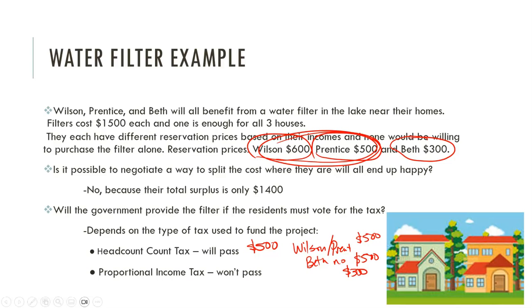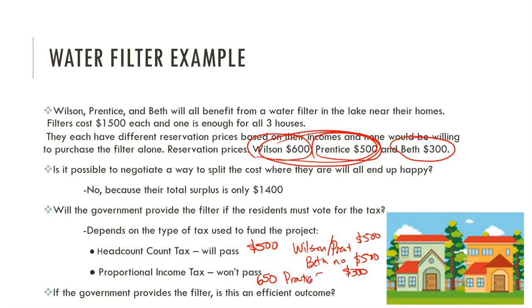If it's a proportional income tax, so it's related to their income, it's not going to pass. Because in this case, everyone would have to pay a little bit more. I don't know exactly the amounts, but Wilson would pay $650, Prentice will pay $535, and Beth would pay $315. So proportional to their income, they're all going to be overpaying because there's a total cost that's greater than that total benefit. So if the government provides the filter or forces them to put it in, we would say this is not an efficient outcome. So voting is helpful. It can get us to good outcomes, but sometimes it can also get us to inefficient outcomes.